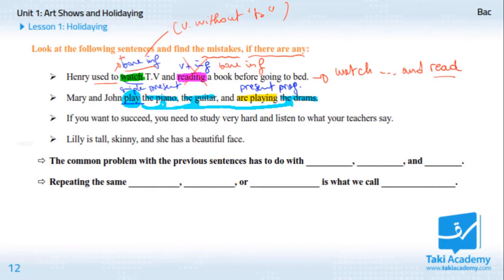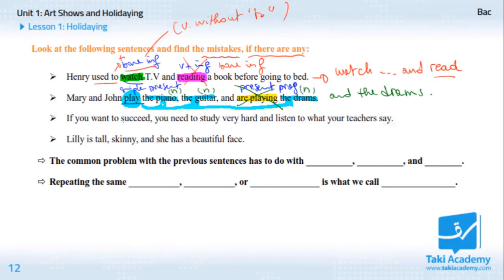So, how can I correct this? Mary and John play the piano. This is my first noun. The guitar, my second noun. And, what should I write? And the drums. I should simply omit this.